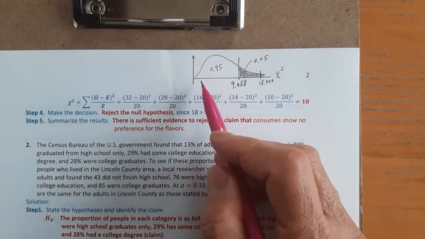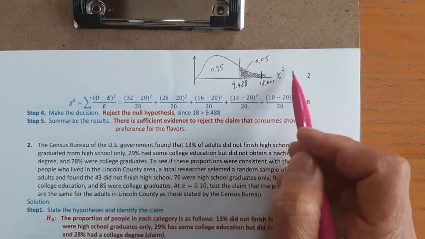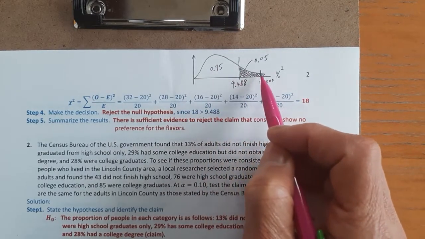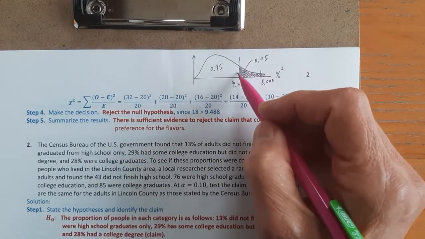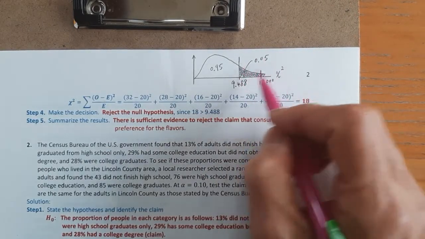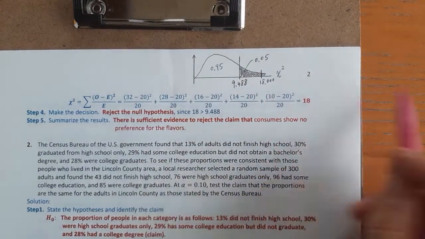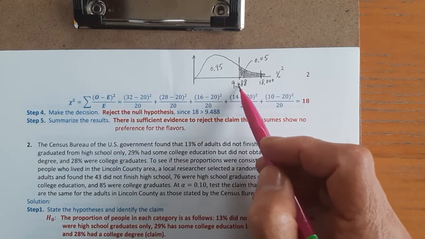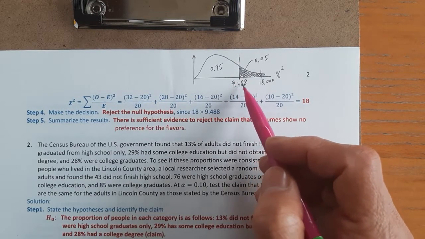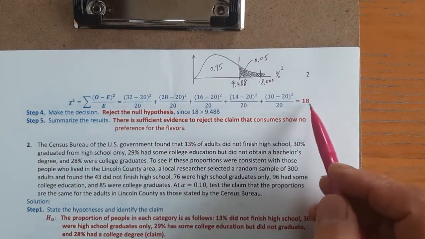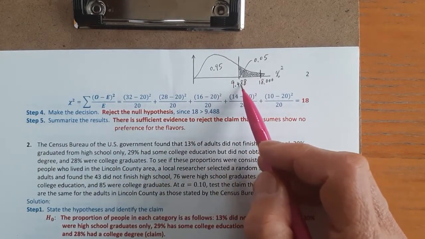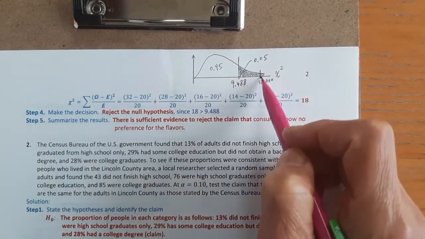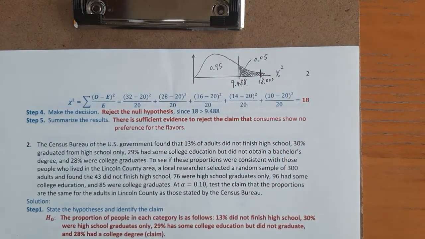Chi-square is always positive. This is the chi-square curve, starting at 0, and here alpha is 0.05, totally to the right tail. We already figured out in step 2 that the critical value is 9.488. Now the test value is 18. 18 is more than 9.488, to the right of 9.488, so it's over here, falling in the critical region, which is the rejection region.